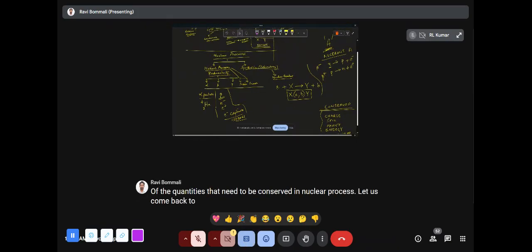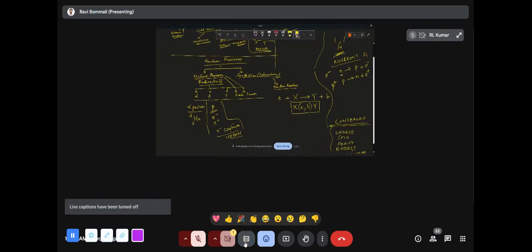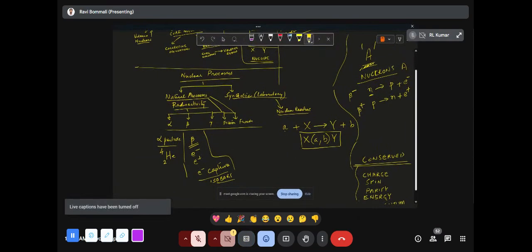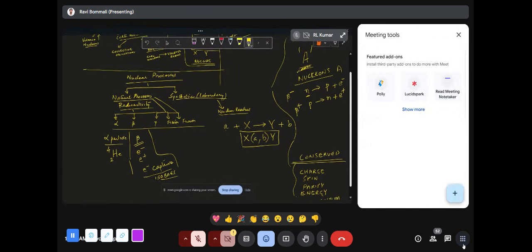Let us come back to beta decay. This part I am discussing is about beta decay. So these are the two beta decay processes. I'm just trying to tell you that regarding beta decay, you have to remember that a neutron is either converted into a proton or a proton gets converted into a neutron. You can find out which particle is emitted just by using charge conservation. Okay, so I hope you have understood this.